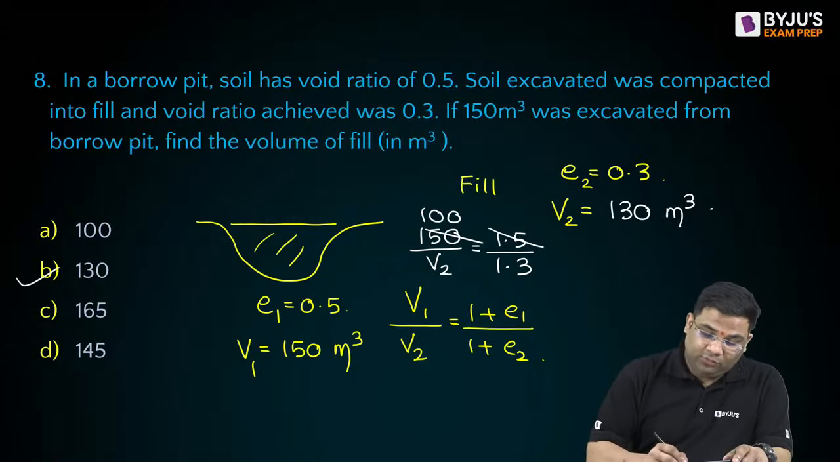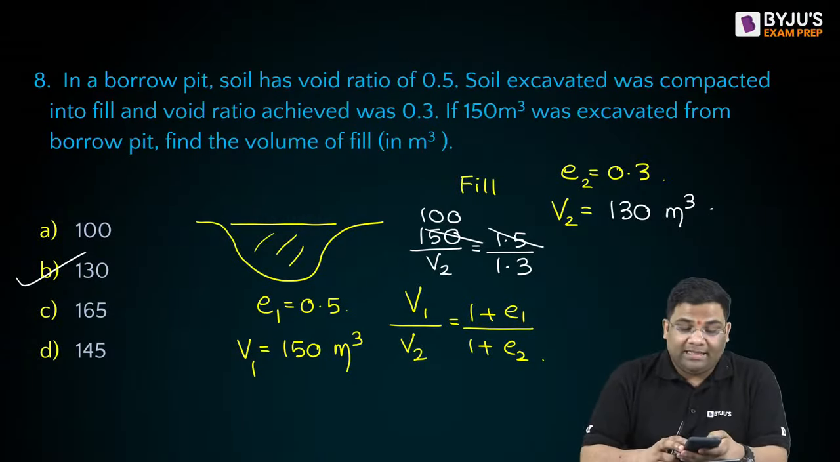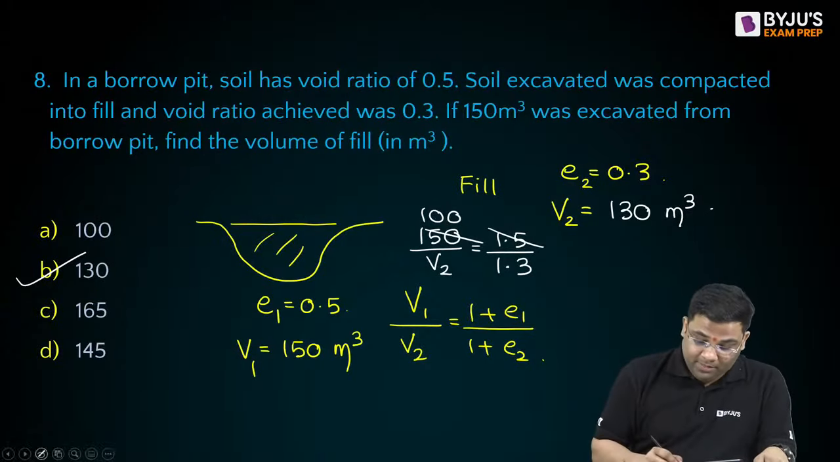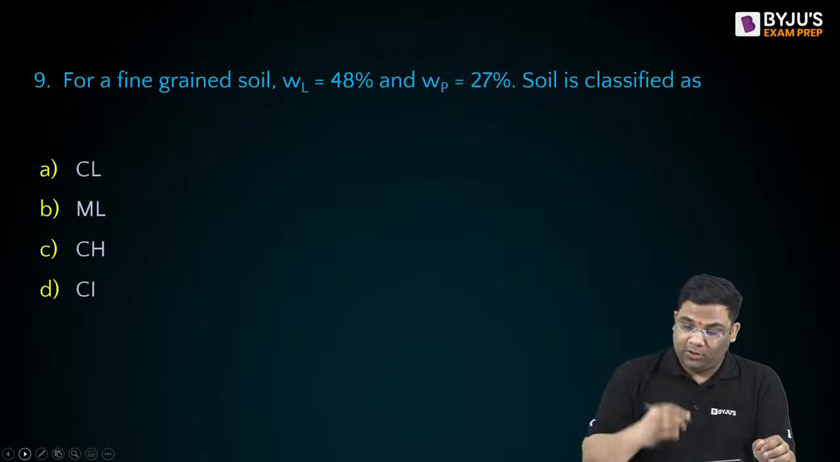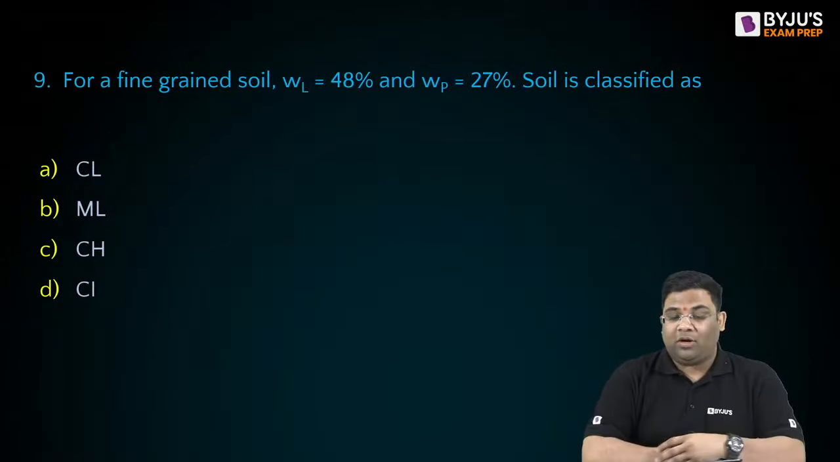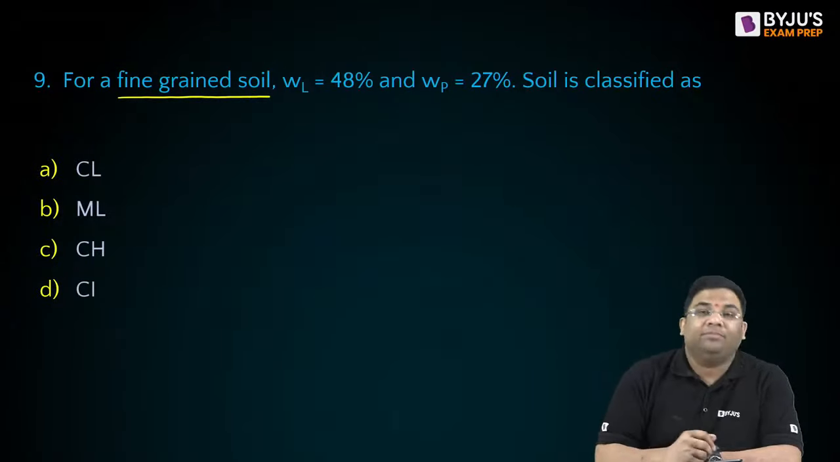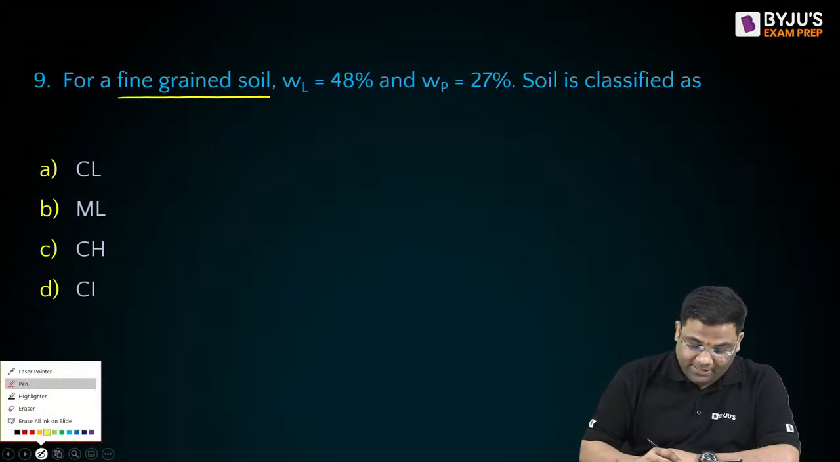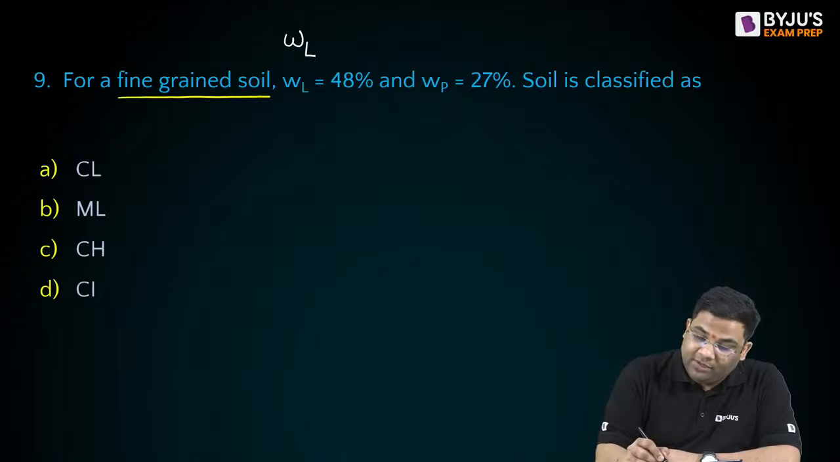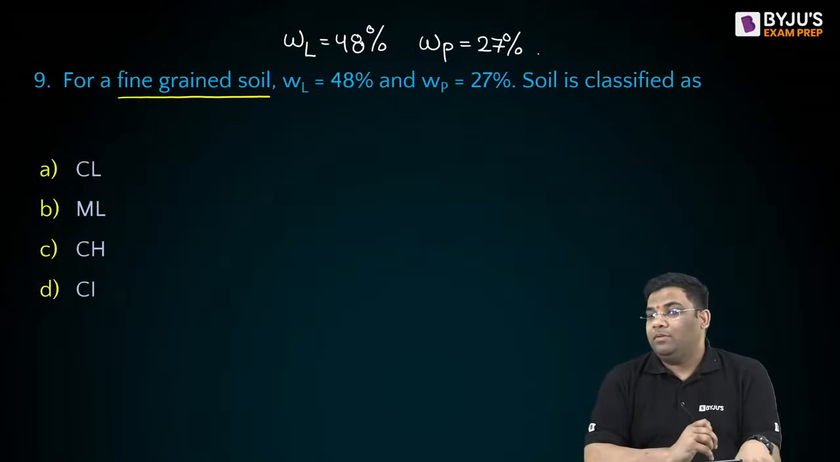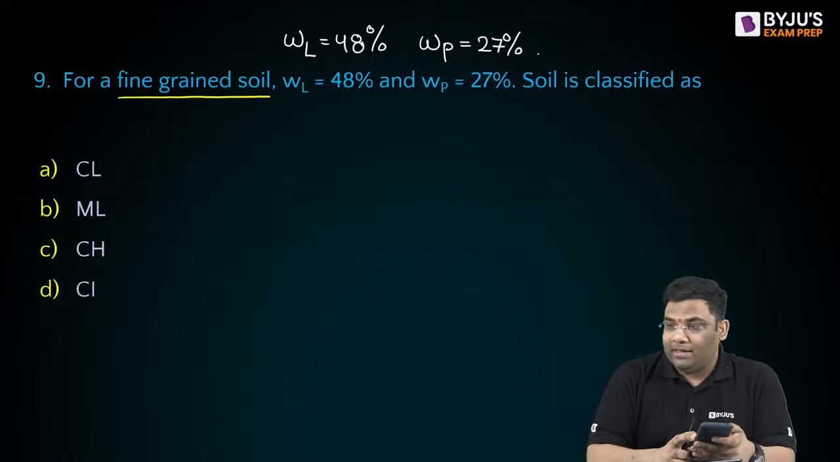So they can ask you some short numericals like this also. Please solve the next question. We have classification of soil now, classification of fine-grained soil. The liquid limit is given to us, and then the plastic limit is given to us. So what to do? Solve this.